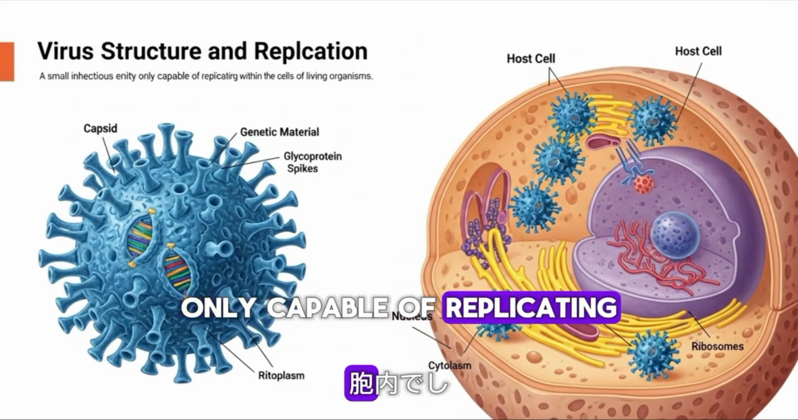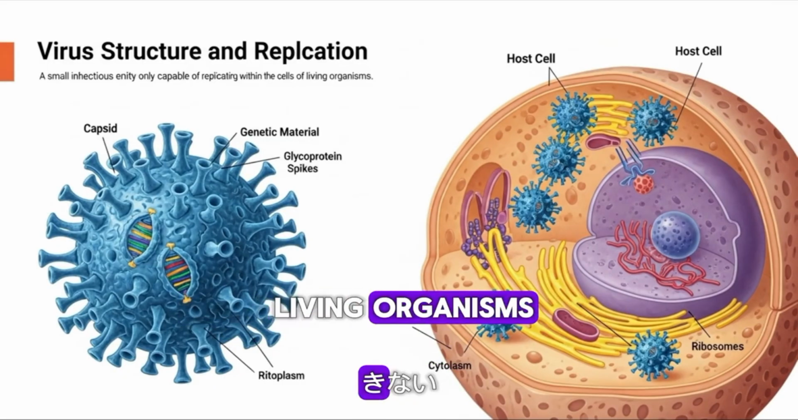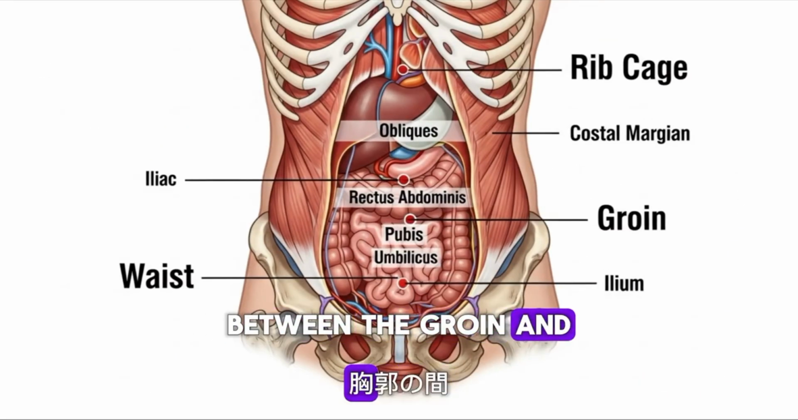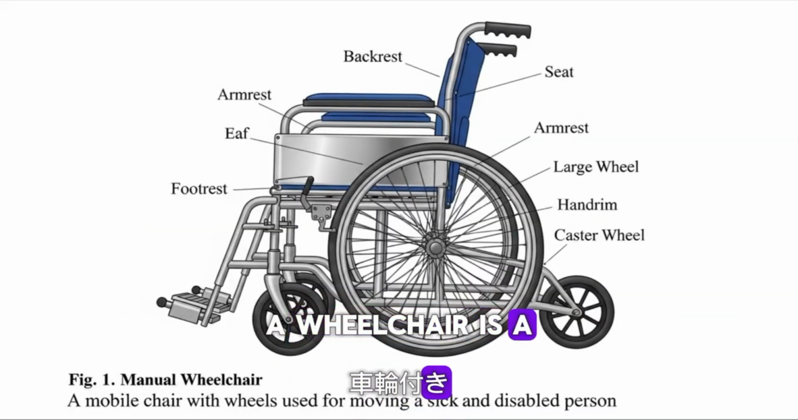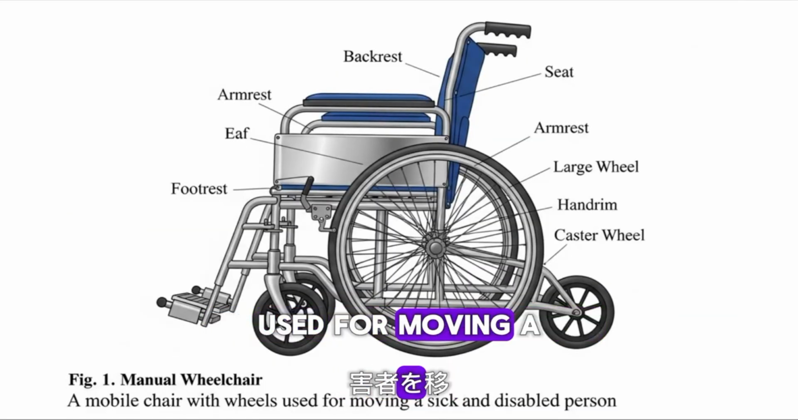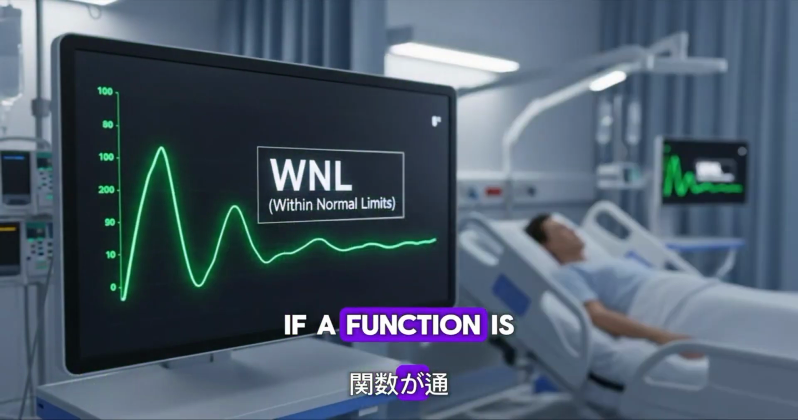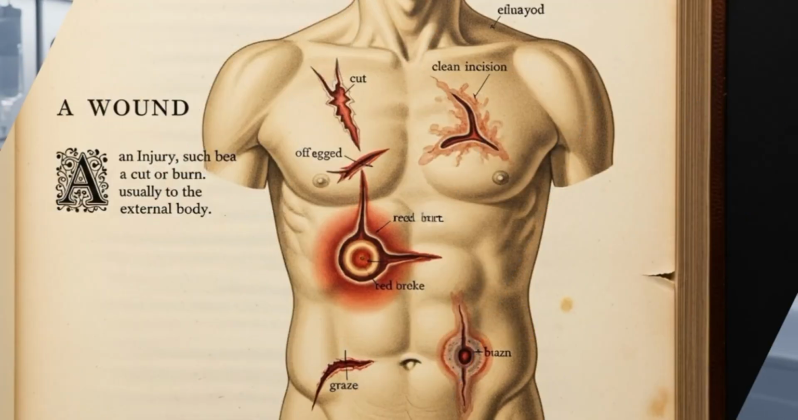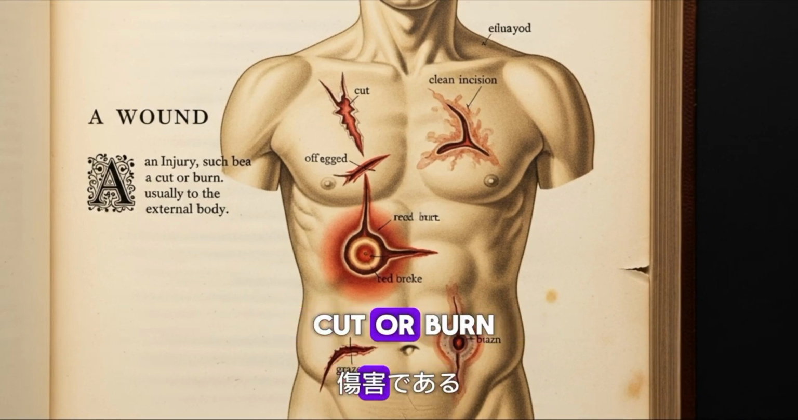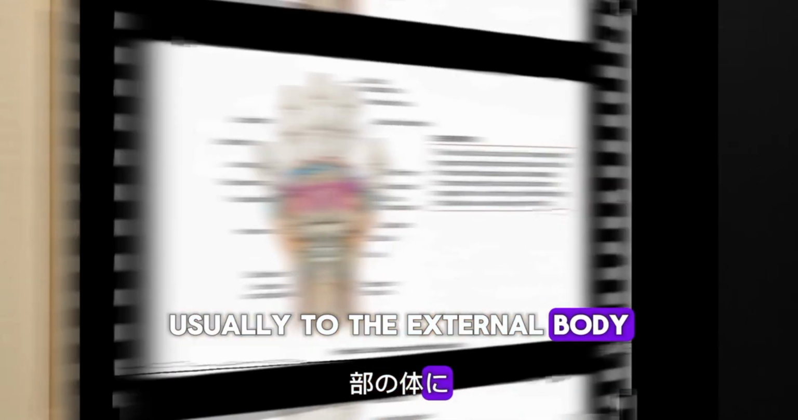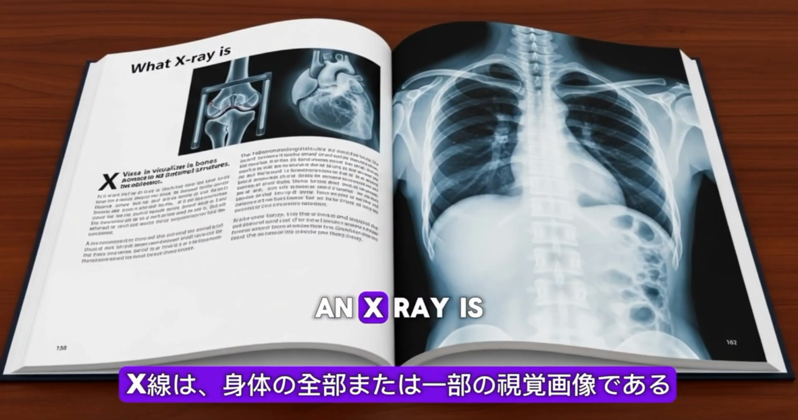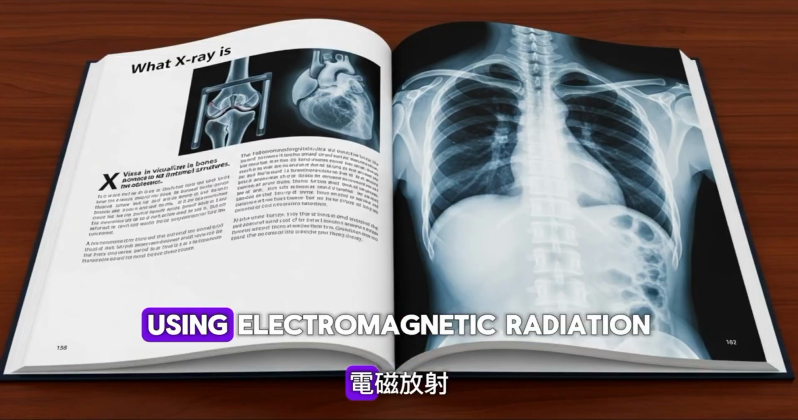A virus is a small infectious entity only capable of replicating within the cells of living organisms. The waist is the part of the human torso between the groin and the rib cage. A wheelchair is a mobile chair with wheels used for moving a sick or disabled person. If a function is WNL, within normal limits, it is operating in a normal range. A wound is an injury, such as a cut or burn, usually to the external body. A wrist is the part of the forearm that attaches to the hand.